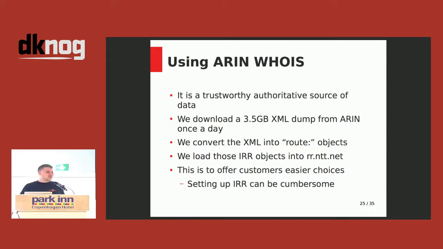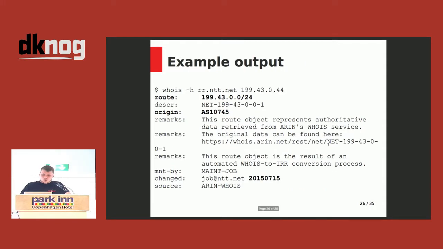And those route objects are then loaded into the rr.ntt.net IRR instance. And this way we can tell customers, hey, you can either register a route object or you can register in the whois database. And this would be an example of such an object that came from whois data, was converted into IRR format, and then presented in the daemon.